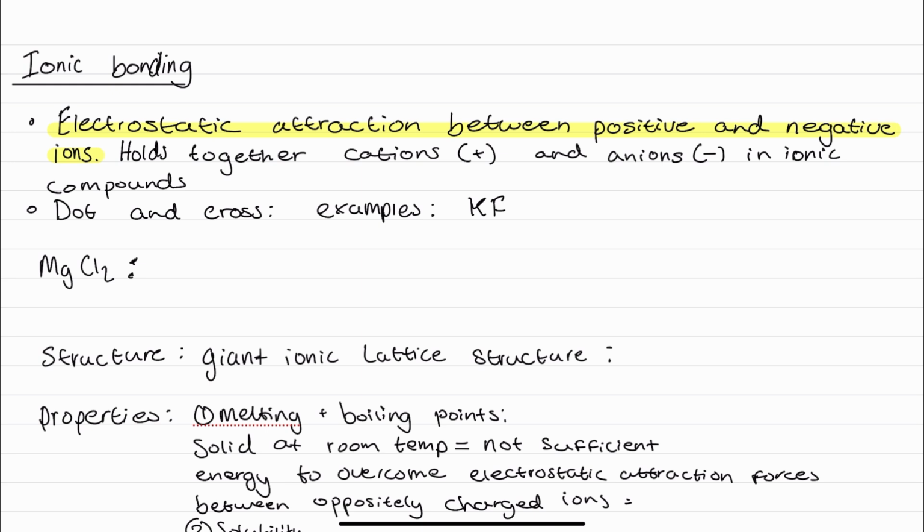Ionic bonding. This is the definition of ionic bonding, and it's been the same since GCSE, so you should know this fairly well anyways. It's the electrostatic attraction between positive and negative ions. That's it. Holds together cations and anions in ionic compounds. That's not necessary for the mark. The main point is that it's an electrostatic attraction between positive and negative ions.